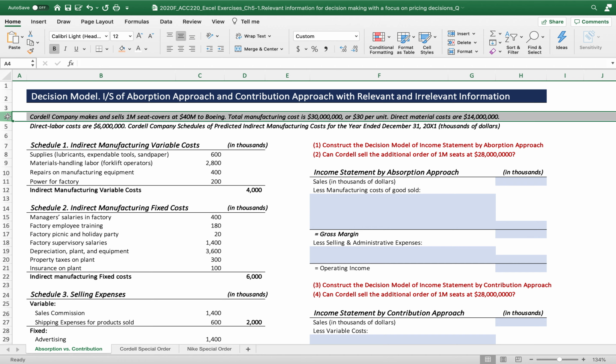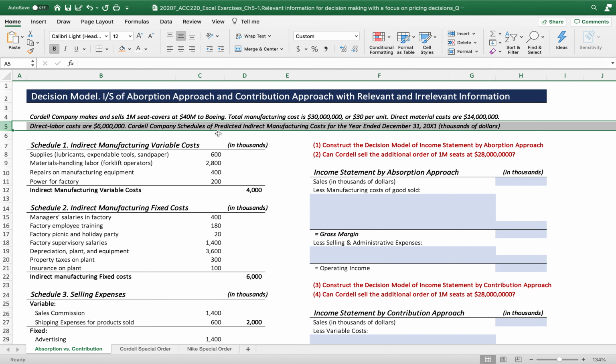Total manufacturing cost is $30 million, or $30 per unit. So $30 per unit times 1 million seat covers, so $30 million. Direct material costs are $14 million and direct labor costs are $6 million. So the company scheduled the predicted indirect manufacturing cost for the year ended December 31st, 2001.